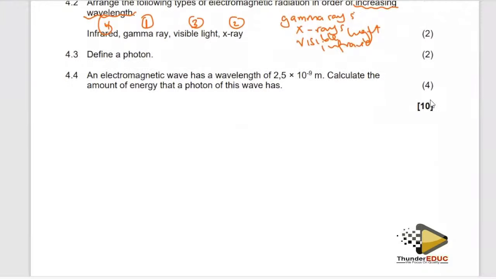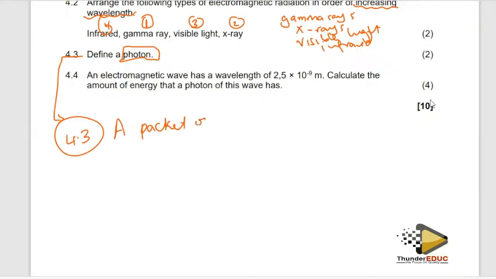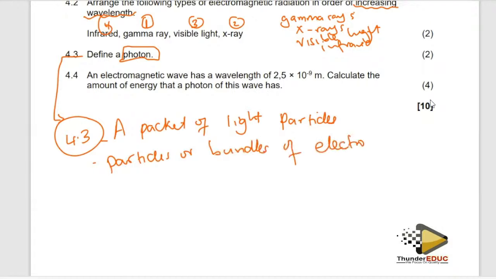Then 4.3, they want us to define what a photon is. Okay, so a photon is just a packet of light particles. We can say it's a packet of what we call light particles, or someone can say these are particles or bundles of electromagnetic radiation.